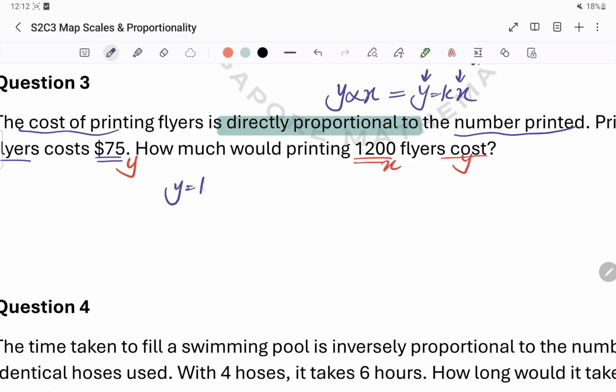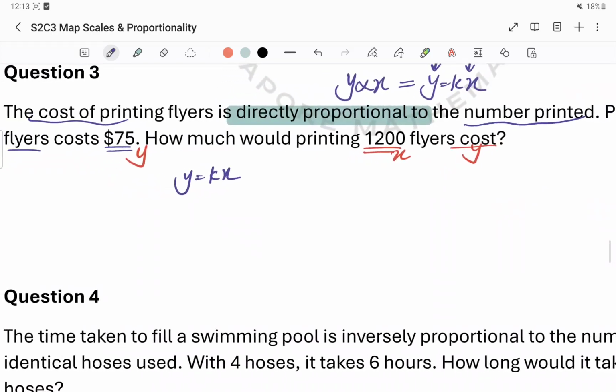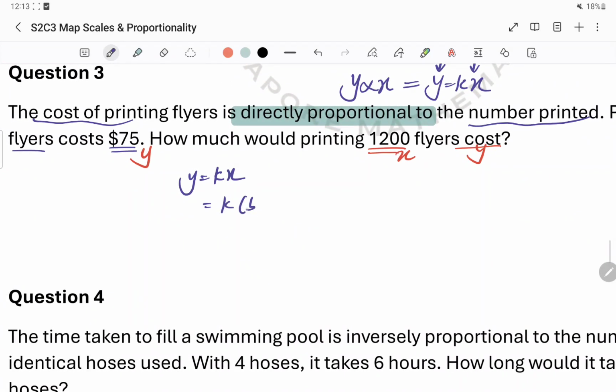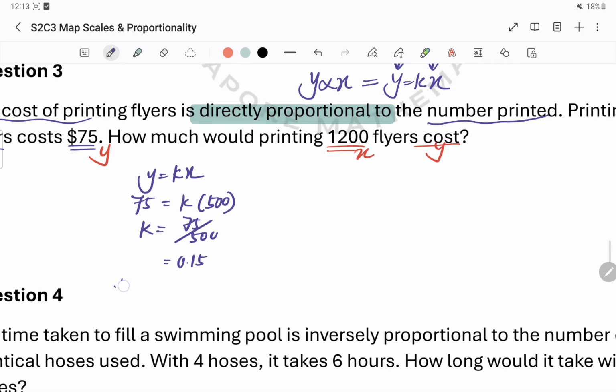So Y equals KX, where Y is the cost, okay, and X is the number of copies printed. So the question says if you print 500, meaning on the right hand side you put 500, it will cost you $75. So in this case, your ratio is 75 divided by 500. So here your rate is 0.15. Okay, then with this one you form Y equals 0.15X.